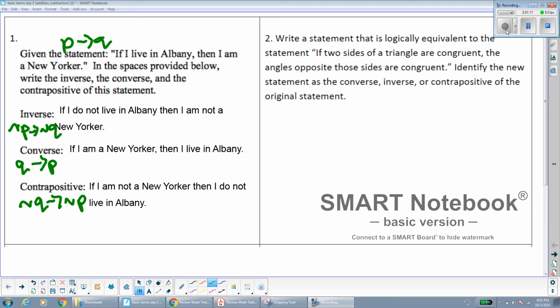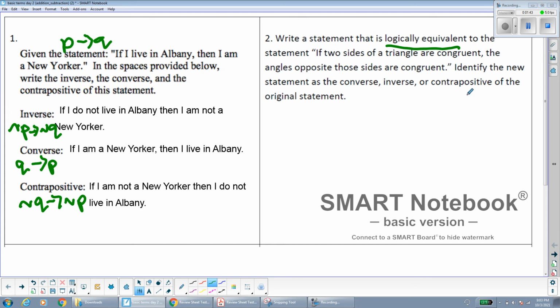Question number 2 asks us to write a statement that is logically equivalent to the statement, if two sides of a triangle are congruent, the angles opposite those sides are congruent. And we need to identify the new statement as the converse, inverse, or contrapositive of the original statement. Before we can write the statement that is logically equivalent, we should first determine what it's going to be, if it's going to be the converse, inverse, or contrapositive.